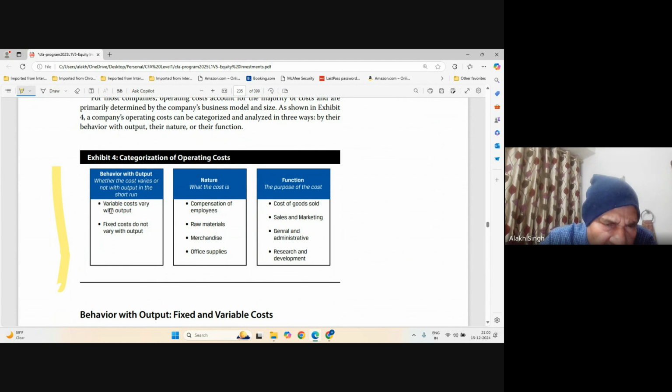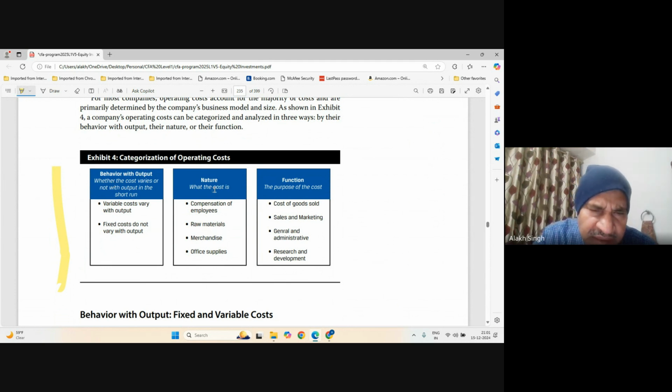Categorization of operating cost. Variable cost means one is with behavior and output. We didn't study this part in financial study. We studied this part in economics. Well, we have not studied economics; we studied prerequisite to economics, I think. So, behavior with output. Variable cost varies with output. You know it very well for years. And fixed cost doesn't vary with output. It is fixed, so average fixed cost keeps on declining. So, one way of categorization of operating cost is based on economic principle or behavior with output.